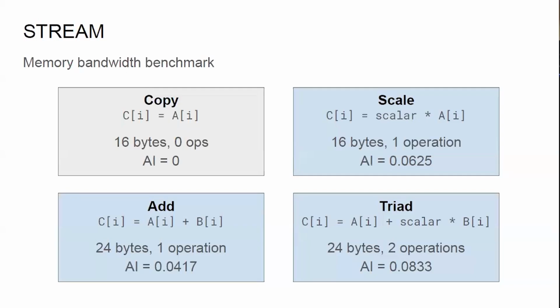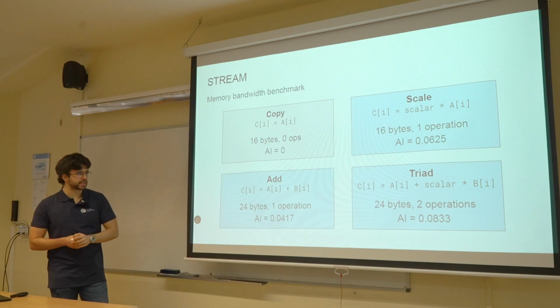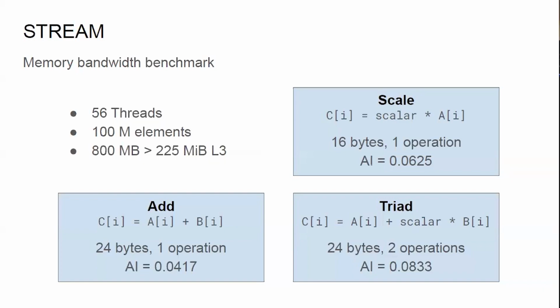But we can see that copy doesn't do any operations, so it's kind of hard to model in the CARM, since the arithmetic intensity would be 0. So it would be at minus infinity on the x-axis. So let's just remove that one for now, and we'll analyze the other three. We see that they have different arithmetic intensities because they operate on different numbers of bytes and perform different operations.